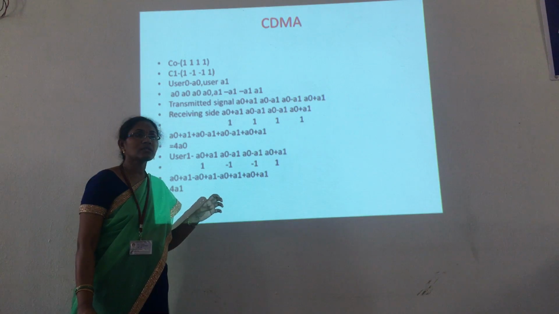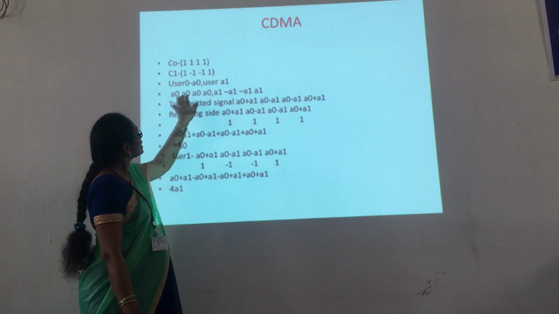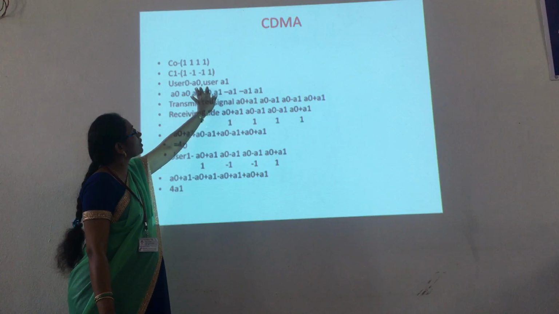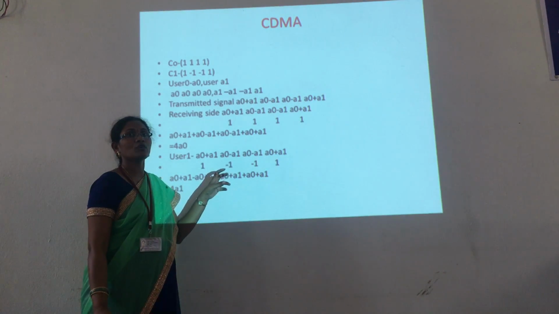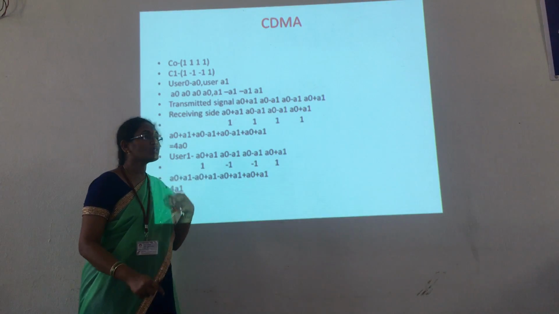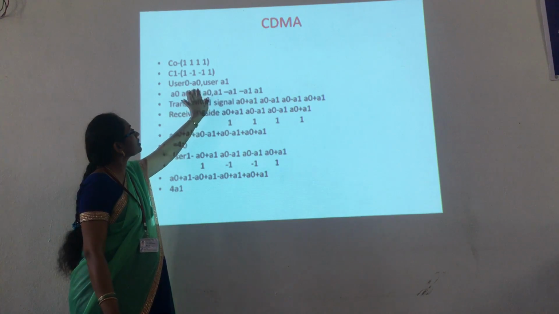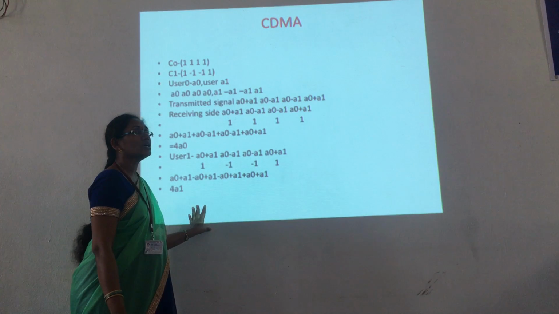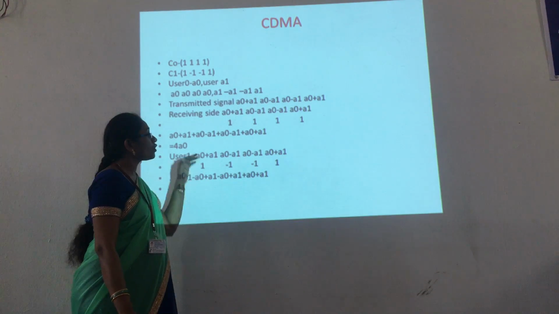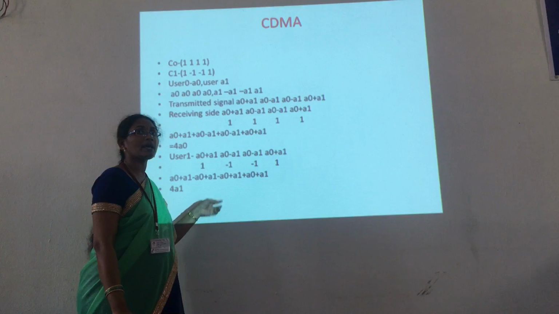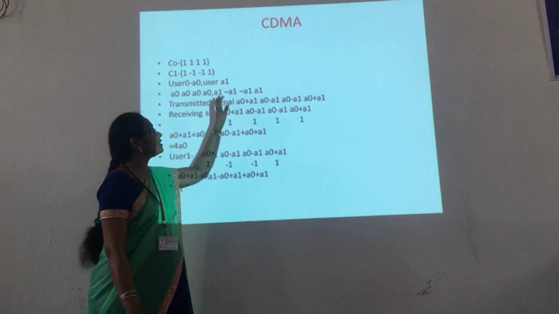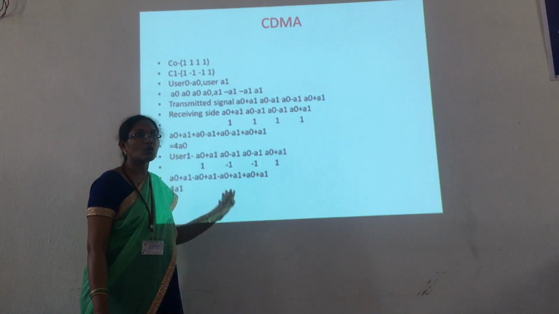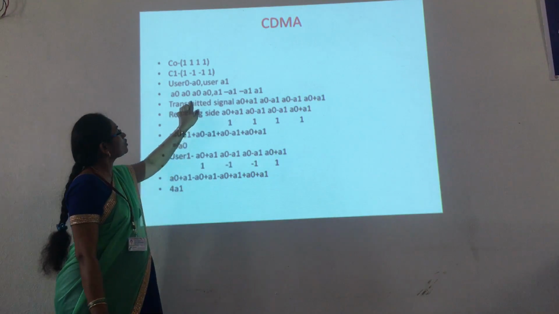Now why are we using the orthogonality property? Because here we are transmitting symbol 0 and symbol 1 at a time. At the receiving side, we should get only the intended symbol. If you want the symbol transmitted by user 0, we want only A0. The interference caused by A1 can be eliminated when the codes you have used are orthogonal to each other.